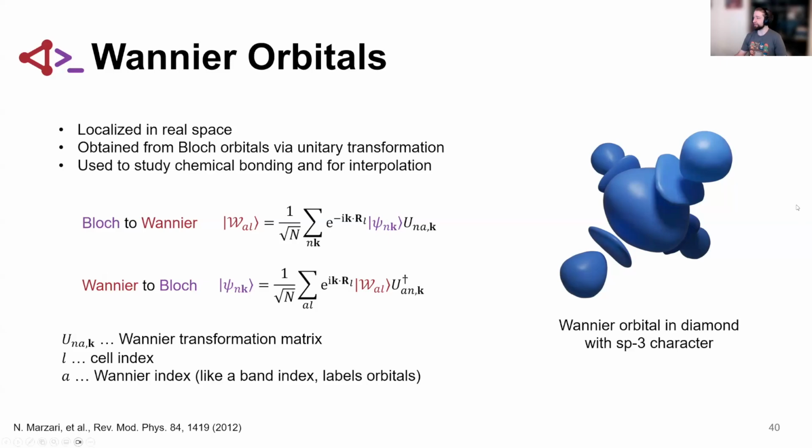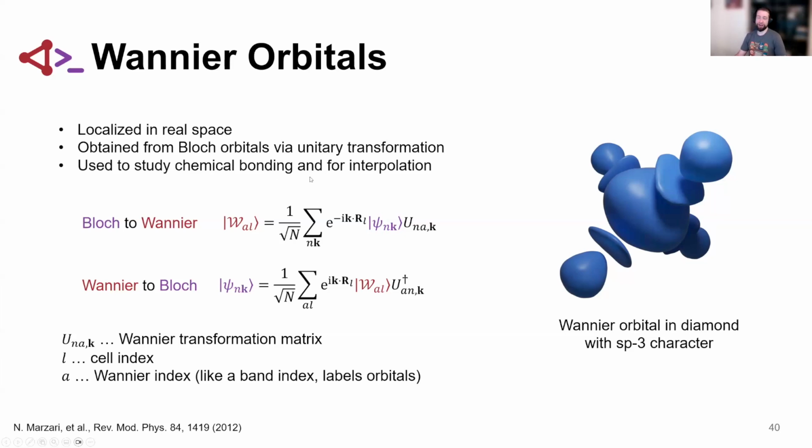So for example, here on the right-hand side, I show a Wannier orbital that I generated a long time ago for a diamond. It has an sp3 chemical character. So you see this typical tetrahedron symmetry of the different bonding sites. And these Wannier orbitals can be obtained from the Bloch orbitals via a unitary transformation.